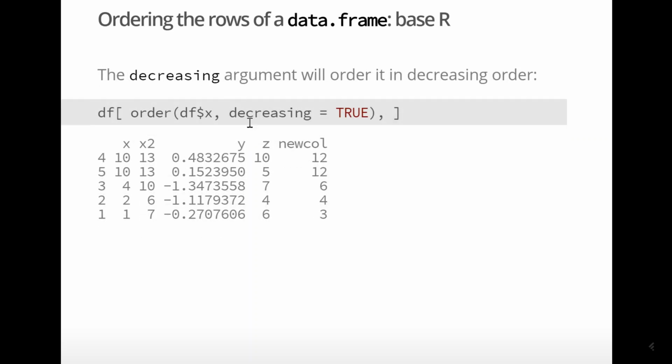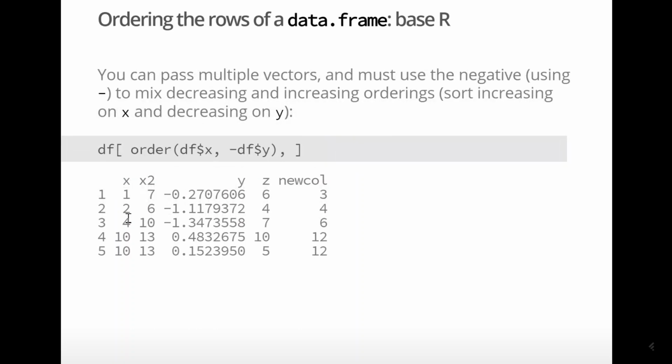You can also say decreasing equals true. So instead of doing ascending order, it does descending order. So now it just starts with 10, 10, 4, 2, and 1. And what you can also do is pass multiple vectors. So if there's ties, you can give it a tie-breaking variable, for example. And you can also make one ascending order, then one descending order. So now if there's a tie, it's taking the highest value of y in this case. If x is equal, it doesn't know how to separate the fourth and the fifth, so now it's using the column y as a tiebreaker. So it's saying sort by x column first, then for ties, sort by y.